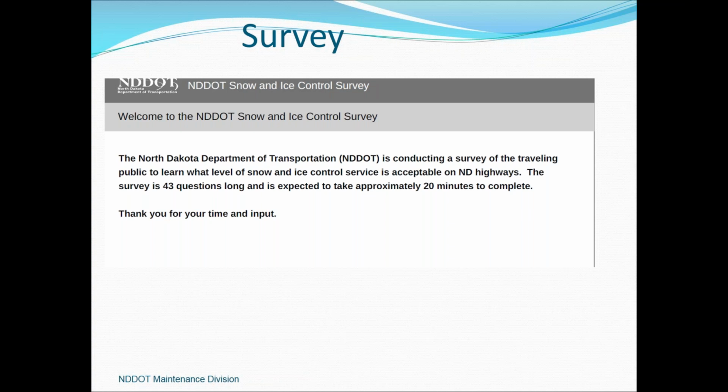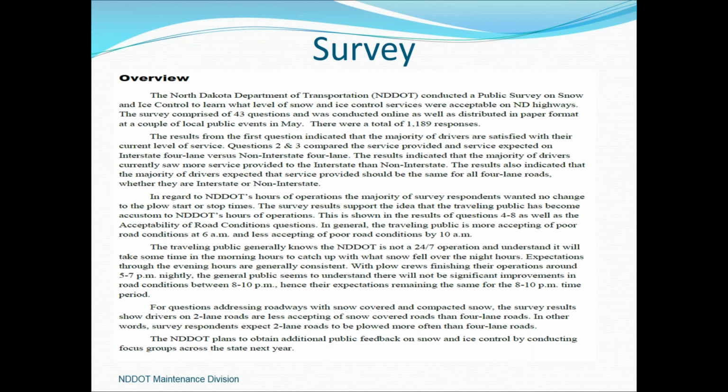As we were moving forward into this project, we thought we knew what the public wanted, but we wanted to validate that. So we went out with a survey, and we were lucky enough to be in the 100th year of the North Dakota Department of Transportation. So we had a transportation expo. We had a booth set up there with computers and blank surveys that the public could take and mail back to us. We also had it out on our website. We were lucky enough to get like 1,200 surveys back, and we kind of validated what we thought.